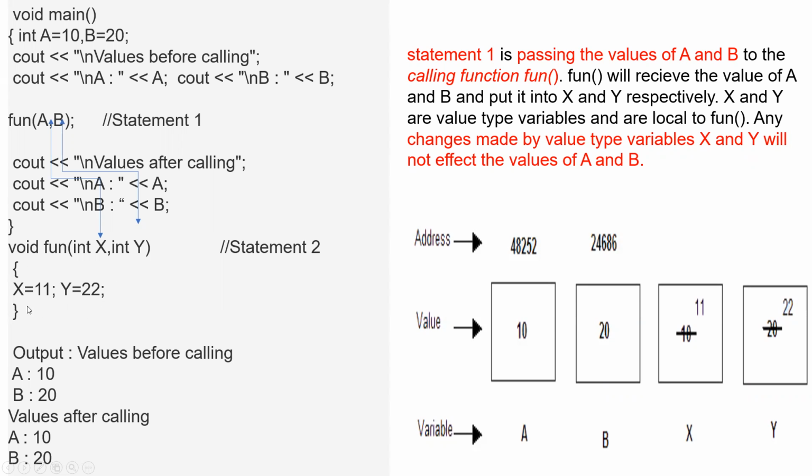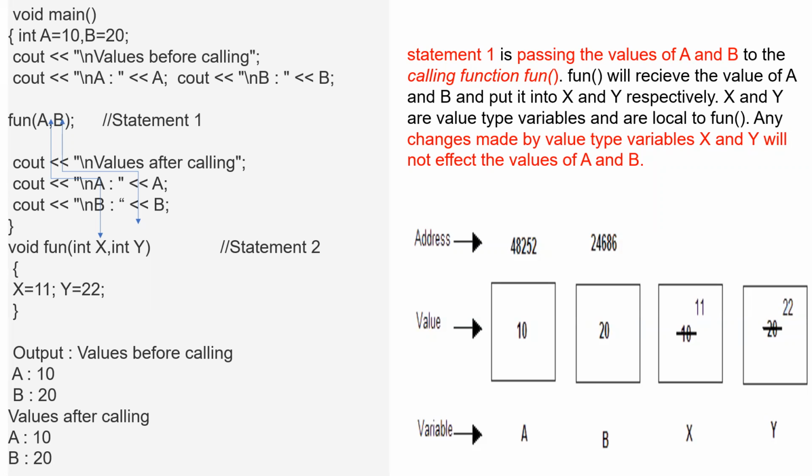Why? Because these x and y definitely got initialized by the values 10 and 20, but inside the function they got new values 11 and 22, which remain in the function. And when the function is over, the values are deleted. When it goes back to the main function, a and b have the same values which they initially had, 10 and 20. How has this happened?